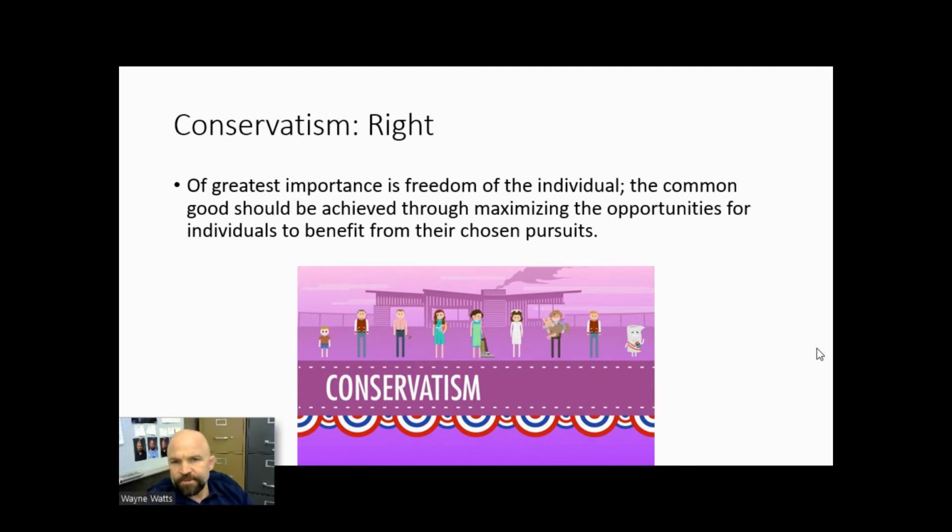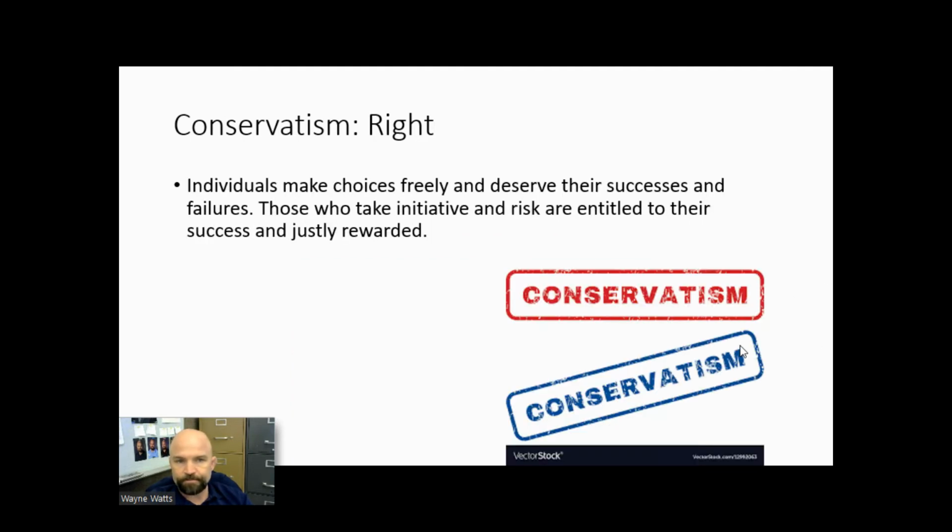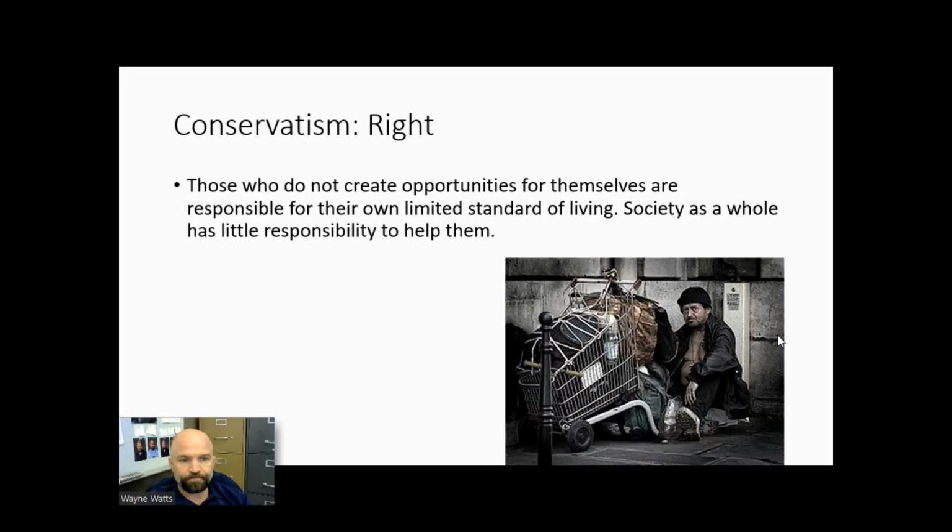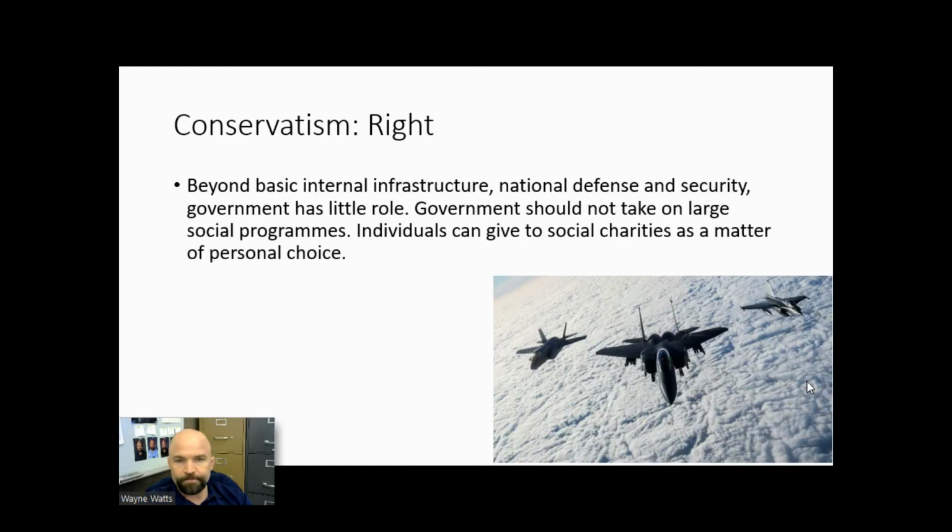To switch to conservatism on the other side, of greatest importance is freedom of the individual. The common good should be achieved through maximizing the opportunities for individuals to benefit from their chosen pursuits. Individuals make choices freely and deserve their successes and failures. Those who take initiative and risk are entitled to their successes and are justly rewarded. Those who do not create opportunities for themselves are responsible for their own limited standard of living. Society as a whole has little responsibility to help them.